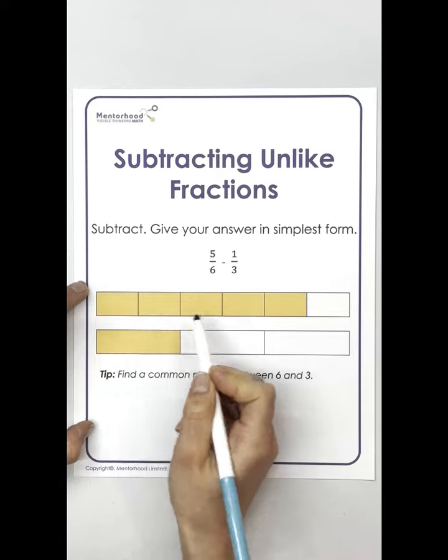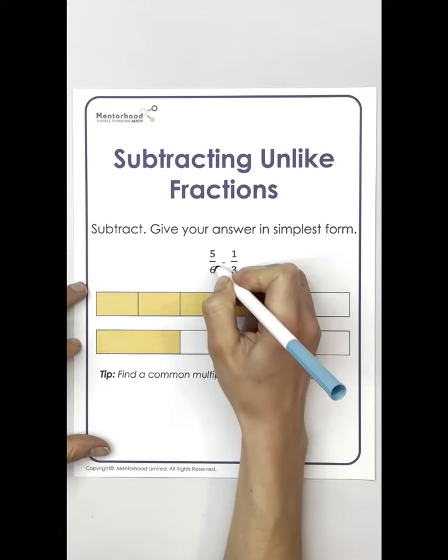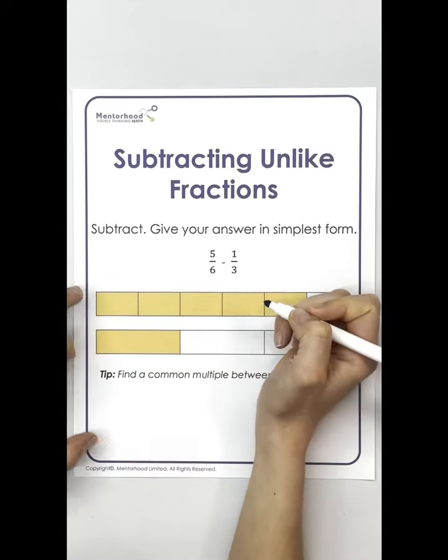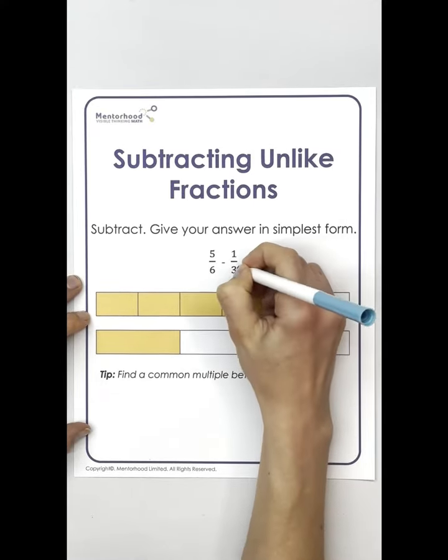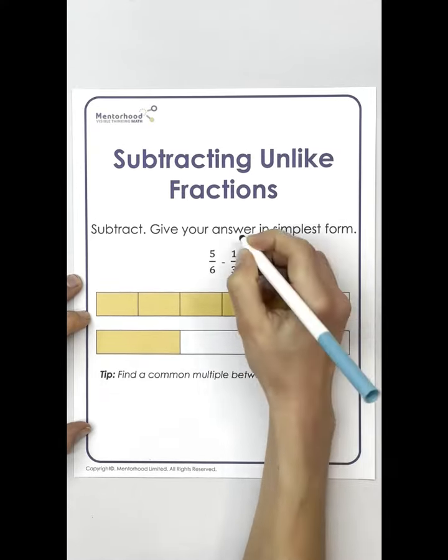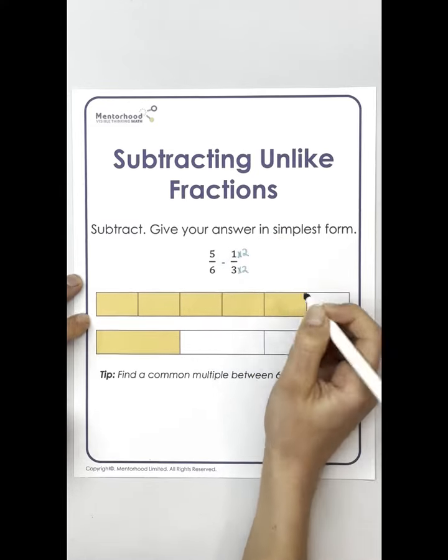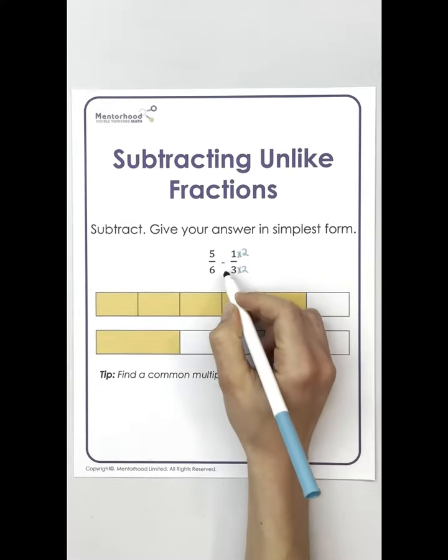So let's see, 5/6 and 1/3. What's something that appears on both of the multiplication tables of 6 and 3? 6. So I don't need to worry about the 6 because that's already a 6, but I have to do 3 times 2 in order to get 6. So 1 times 2. I can use multiplication or I can use division in order to get my common denominator.